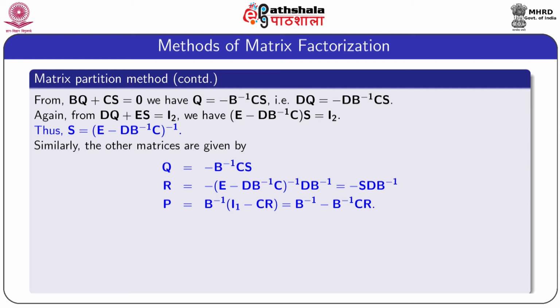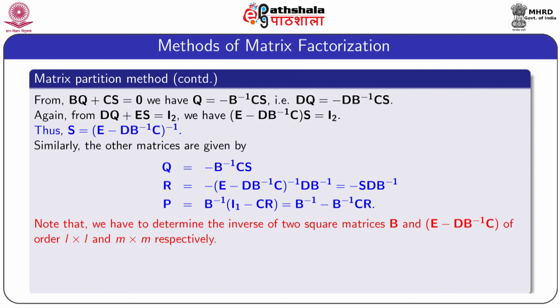Similarly, the other matrices are given by: the matrix Q is minus B inverse CS, R is minus S D B inverse, and the matrix P is B inverse minus B inverse CR. Note that we have to determine the inverse of 2 square matrices, B and another matrix E minus D B inverse C, of order L by L and M by M respectively. That means, to calculate the matrices P, Q, R, S, we have to calculate the inverse of 2 matrices.